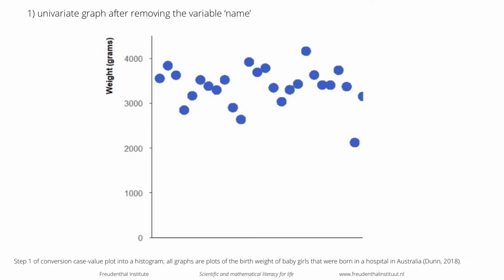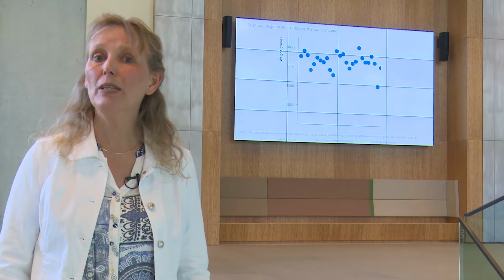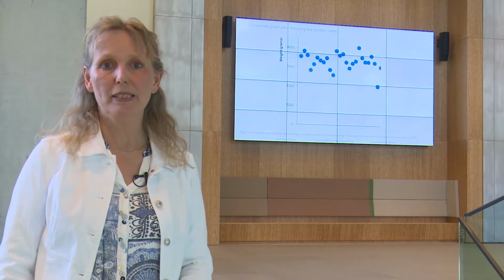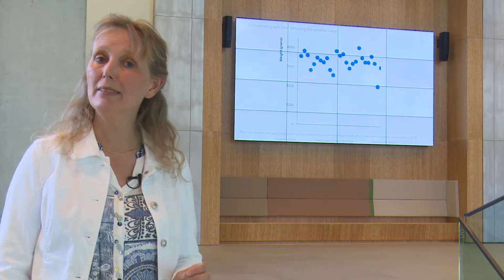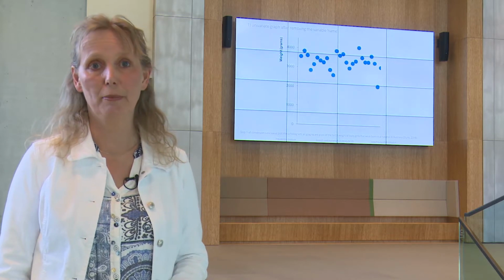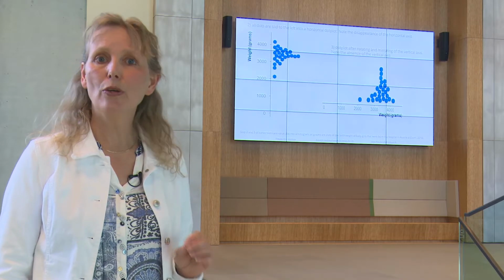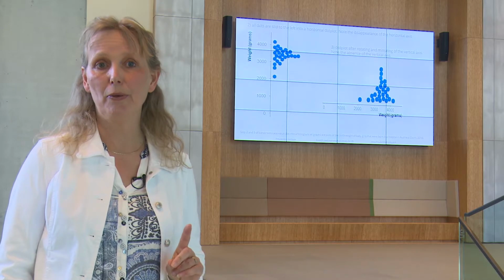We now remove the names of the babies, here of course anonymized. This makes it no longer possible to know which baby has which weight. This misinterpretation that you can reorder the bars in a histogram from lowest to highest might stem from this information reduction step. Now we slide the dots to the left. This looks like a dot plot, but the axis is at an unusual place. Note that we have only one axis, thus only one statistical variable.